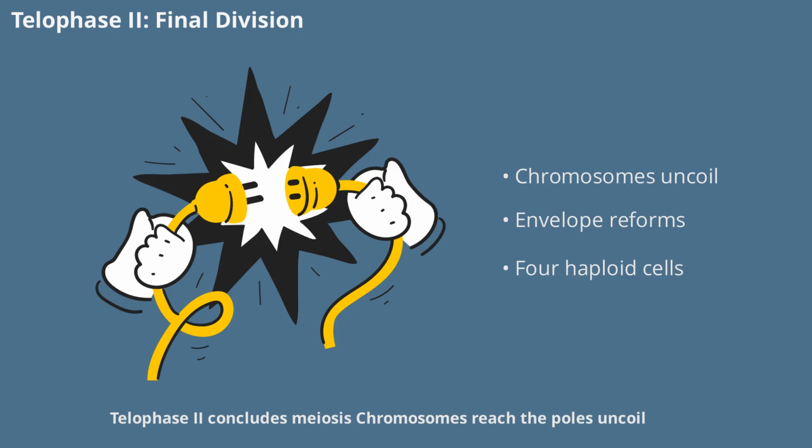Telophase II concludes meiosis. Chromosomes reach the poles, uncoil, and the nuclear envelope reforms. Cytokinesis follows, resulting in 4 haploid daughter cells. These cells are genetically unique, ready to participate in fertilization and contribute to genetic diversity.